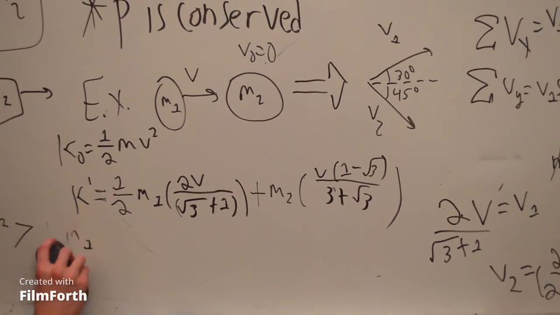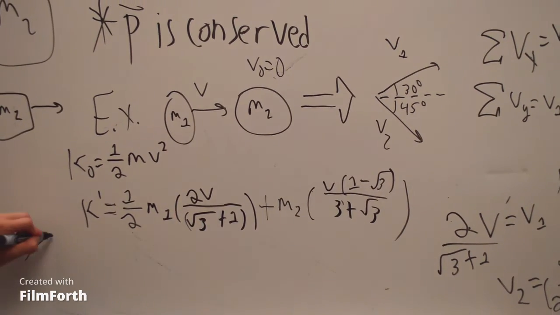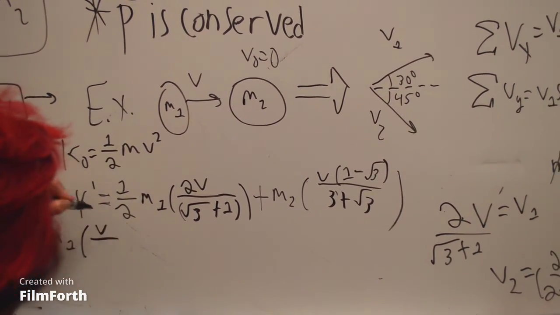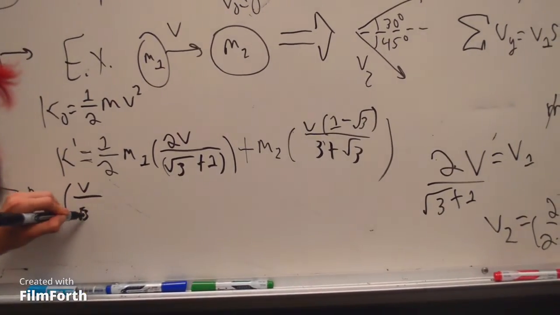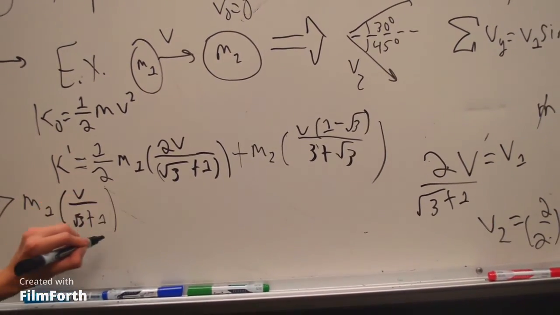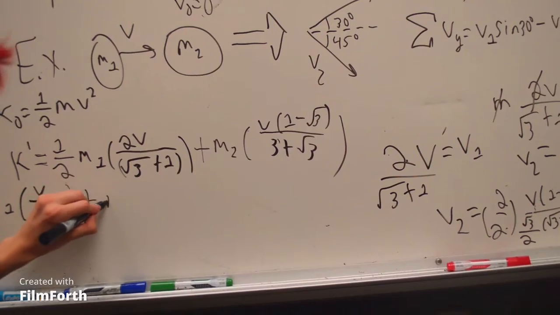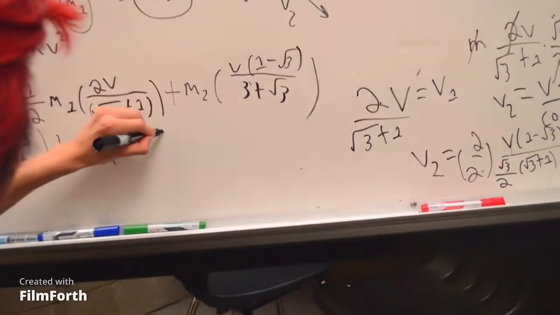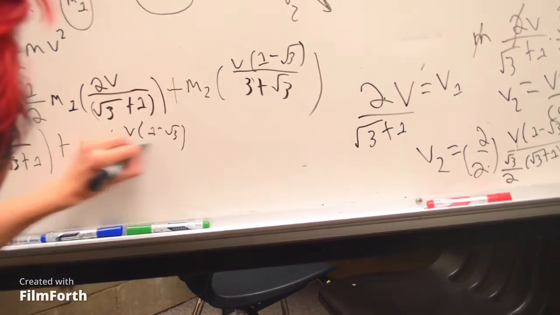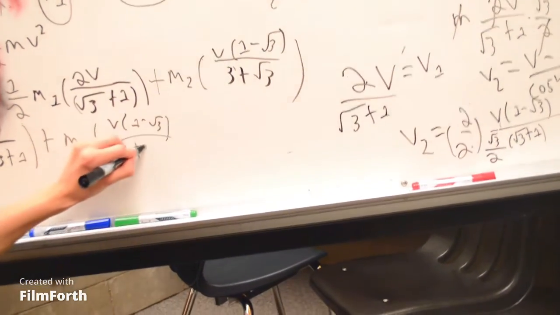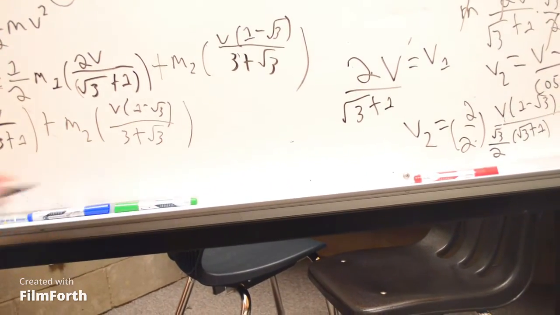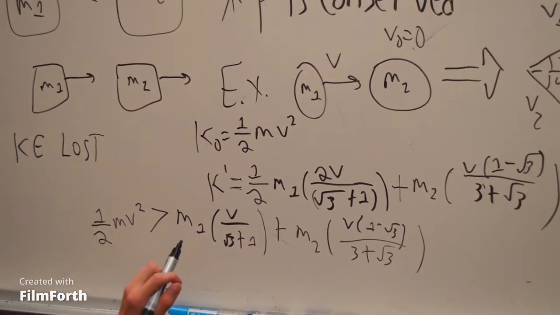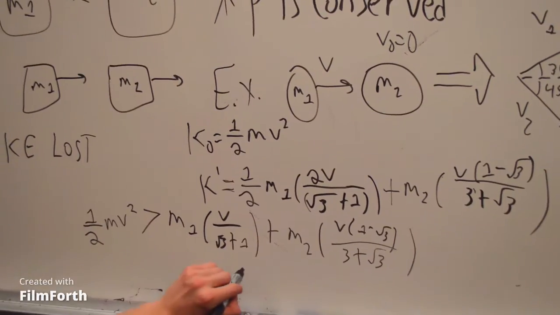And I also noticed just now that the 2's here cancel out. Therefore, we get M1 times root 3 plus 1, plus M2 multiplied by V multiplied by 1 minus root 3, all divided by 3 plus root 3. So this here, the initial kinetic energy, must be greater than the sum of this.